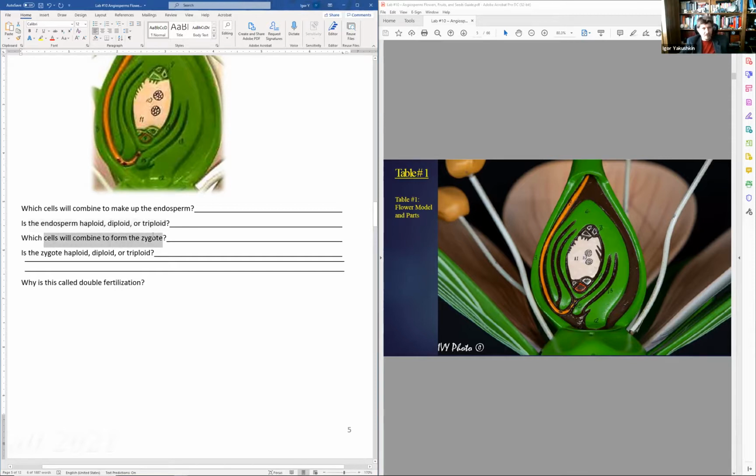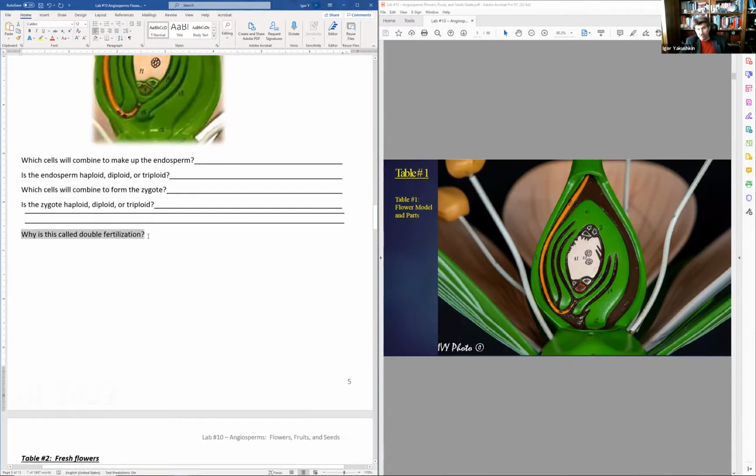Which cell will combine to form a zygote? Sperm and egg. Is the zygote haploid or diploid? Haploid sperm, haploid egg combined together will end up being a diploid structure. Why is it called double fertilization? We already went over that, because there are 2 sperms fertilizing 2 different cells, the egg and the central cell, resulting in the diploid zygote forming the embryo, and triploid endosperm forming the food source for the embryo.